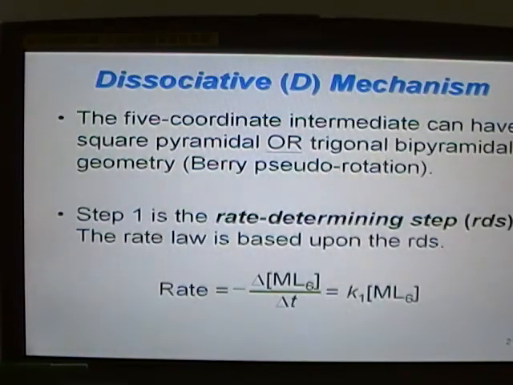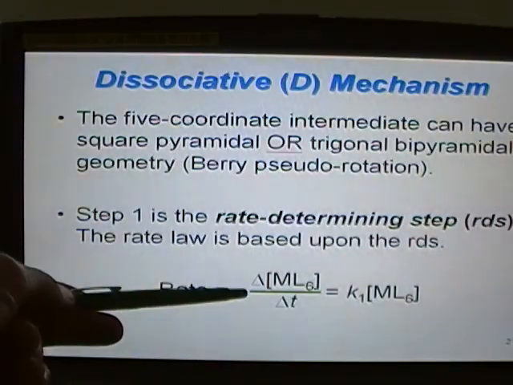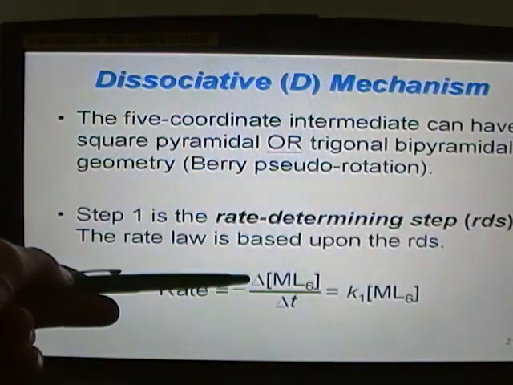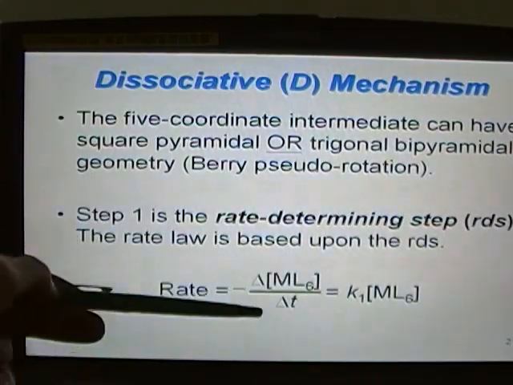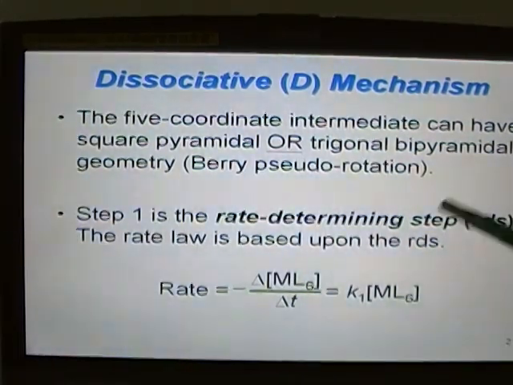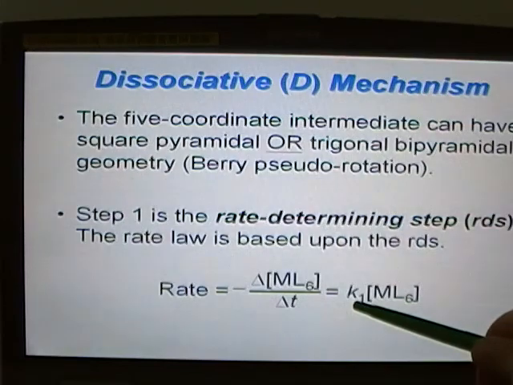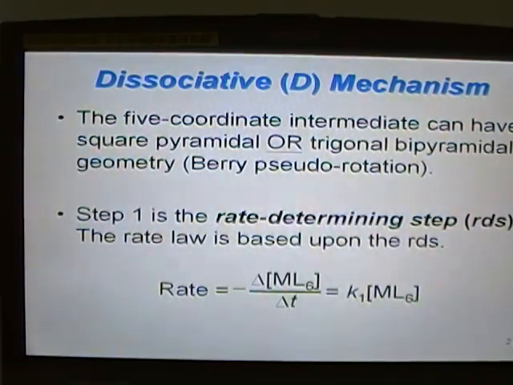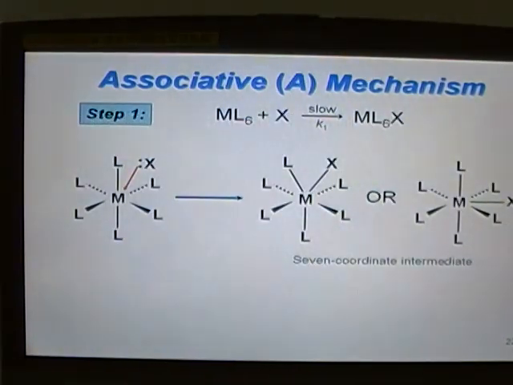Step 1 is the rate determining step. So the rate law is based upon the rate determining step. Rate is equal to the negative change in the concentration of ML6 divided by time, which is equal to the rate constant times the concentration of ML6. So that was the dissociative mechanism.